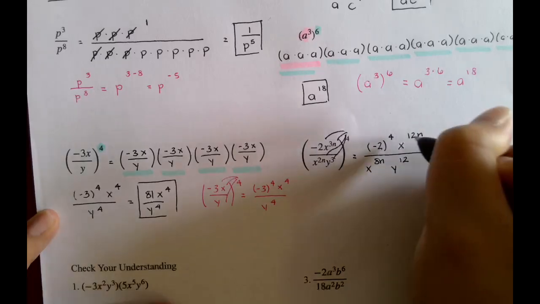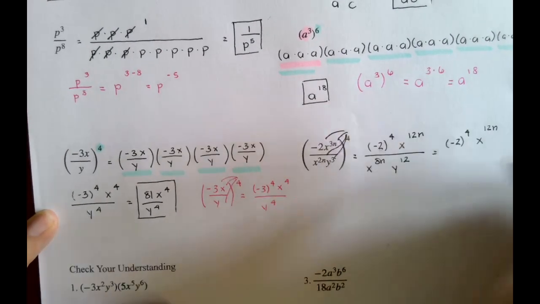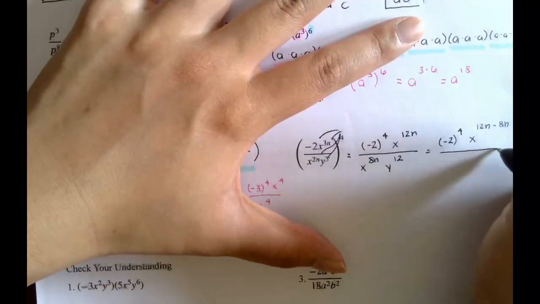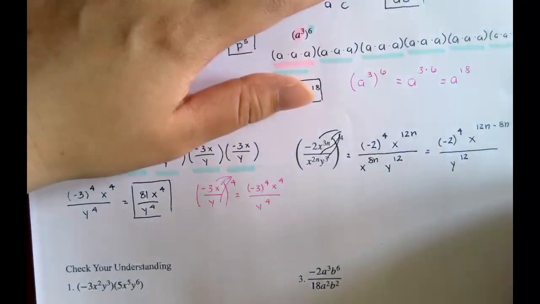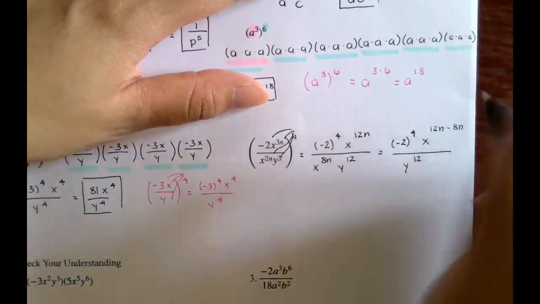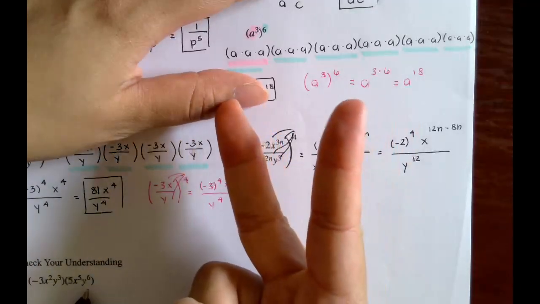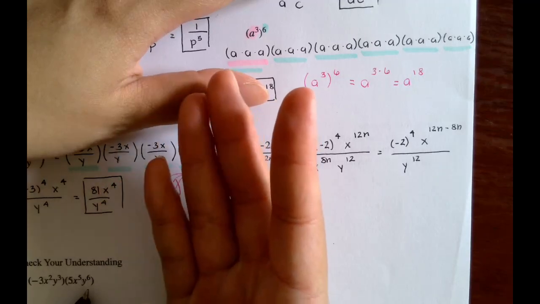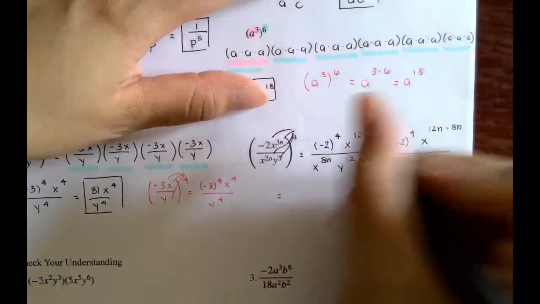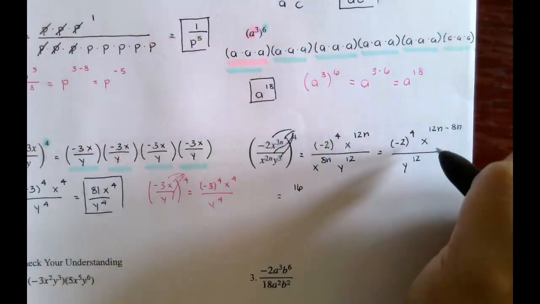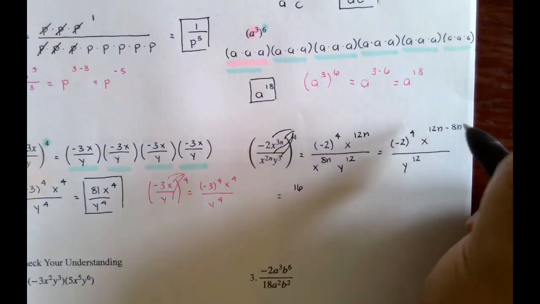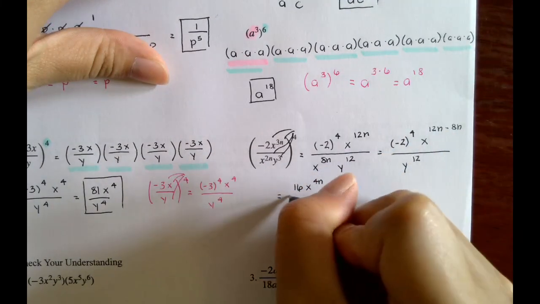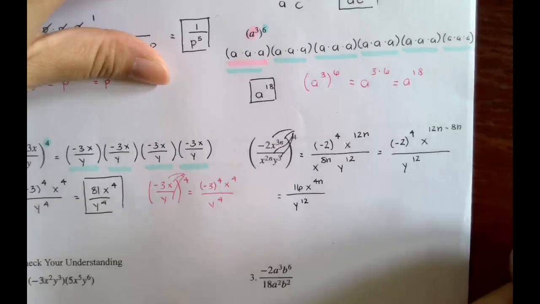So then I'm going to take my top power, which is 12n, and subtract it from my bottom power, which is 8n. Okay. Then I'm going to simplify, so negative 2 to the 4th. Negative 2 times negative 2 is 4, times negative 2 again is negative 8, times negative 2 again is 16. So this negative 2 to the 4th simplifies to 16. Okay. X to the 12n minus 8n, 12n minus 8n is 4n, so this becomes x to the 4n, and then this is y to the 12.